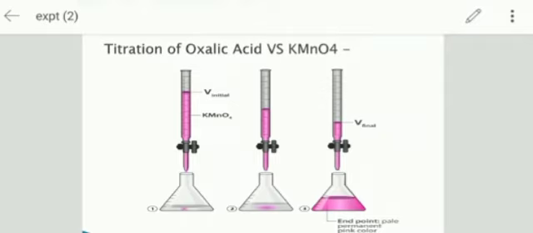These questions are very useful for your practical exam. This practical has 8 marks, so prepare it well. So let's see the questions.